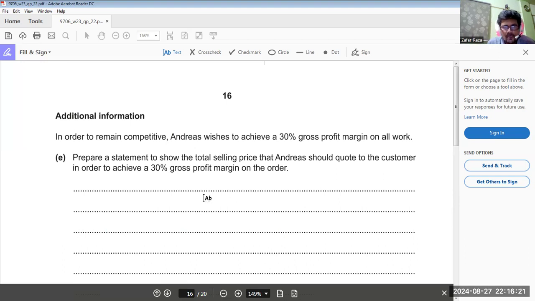In order to remain competitive, Andreas wishes to achieve a 30% gross margin on all work. Okay. Profit margin 130%. 30% gross profit margin. Prepare a statement to show the total selling price that Andreas should quote to customers in order to achieve a 30% gross profit margin. Okay. So what we have to do? Okay. Now see. Direct cost. We already know direct cost.